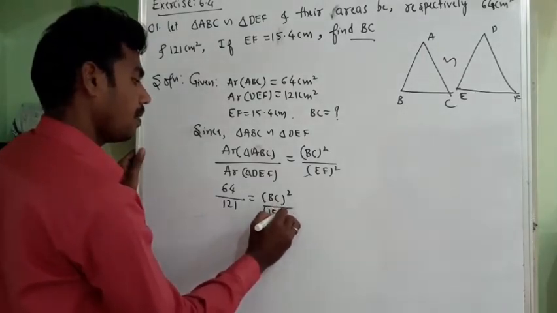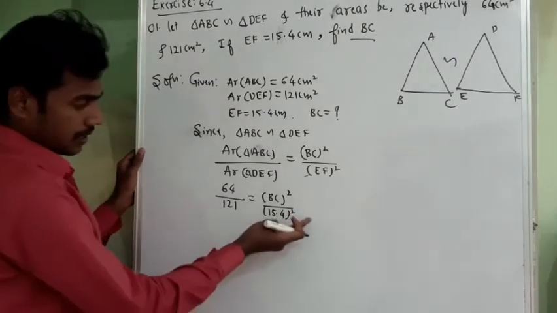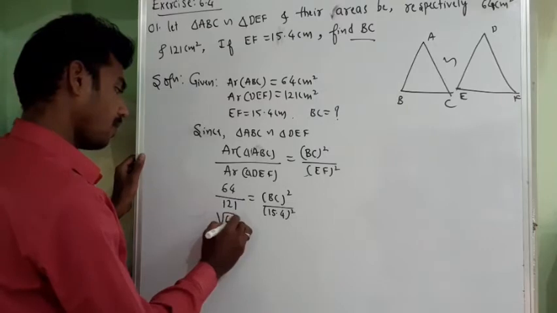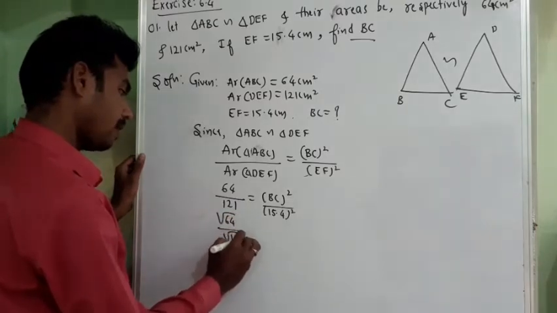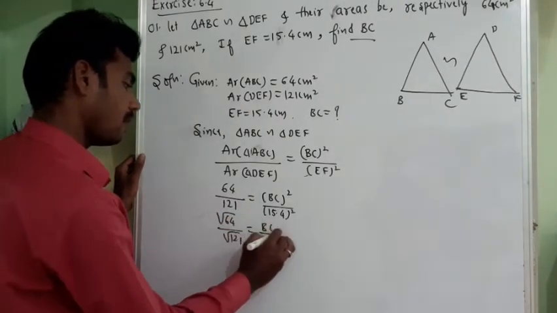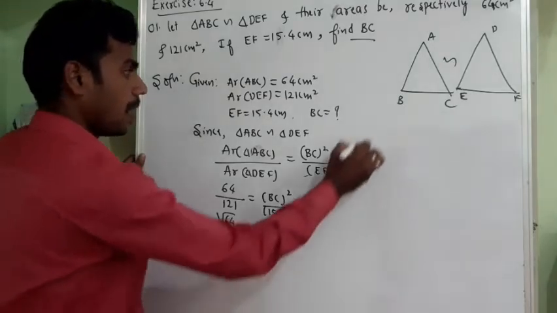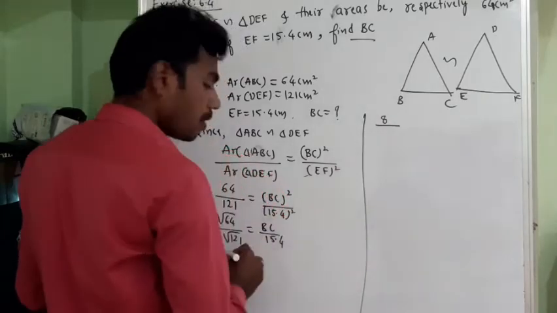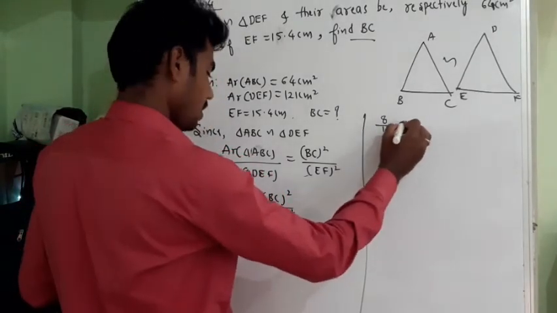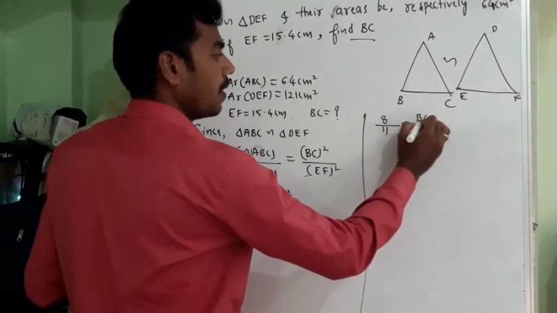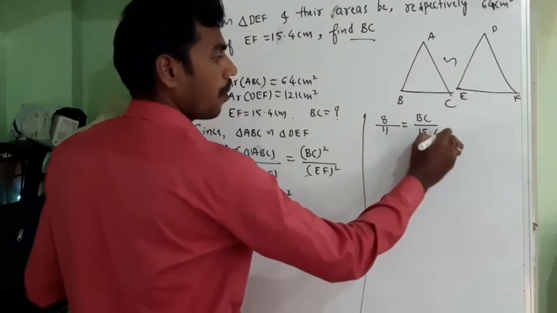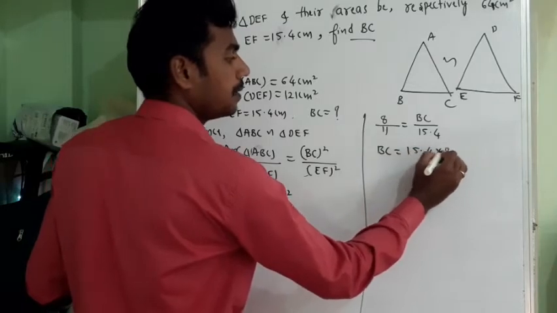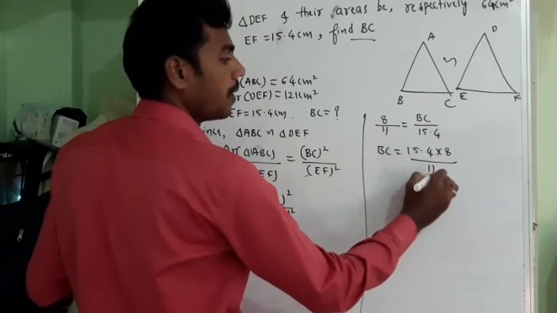15.4 whole square. If I shift the square onto the left hand side, then square root of 64 divided by square root of 121 is equal to BC divided by 15.4. So square root of 64 is nothing but 8. Square root of 121 is nothing but 11, equal to BC divided by 15.4. Therefore BC is equal to 15.4 into 8, cross multiplication, divided by 11.